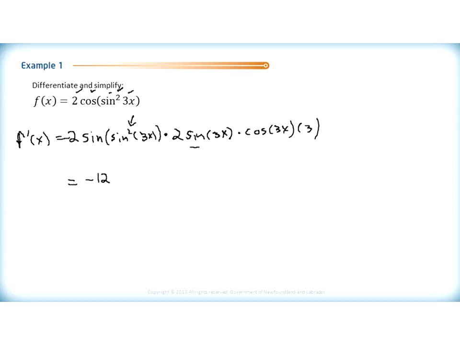And then I can't combine anything else there, and we'll talk about why for just a quick second. I've got the sine of sine squared of 3x, and that's multiplied by sine 3x and cosine 3x.